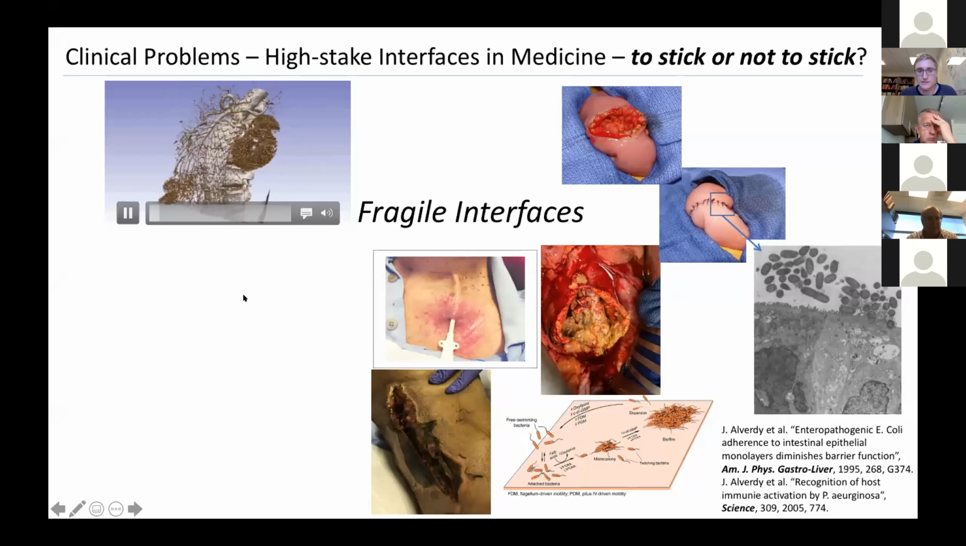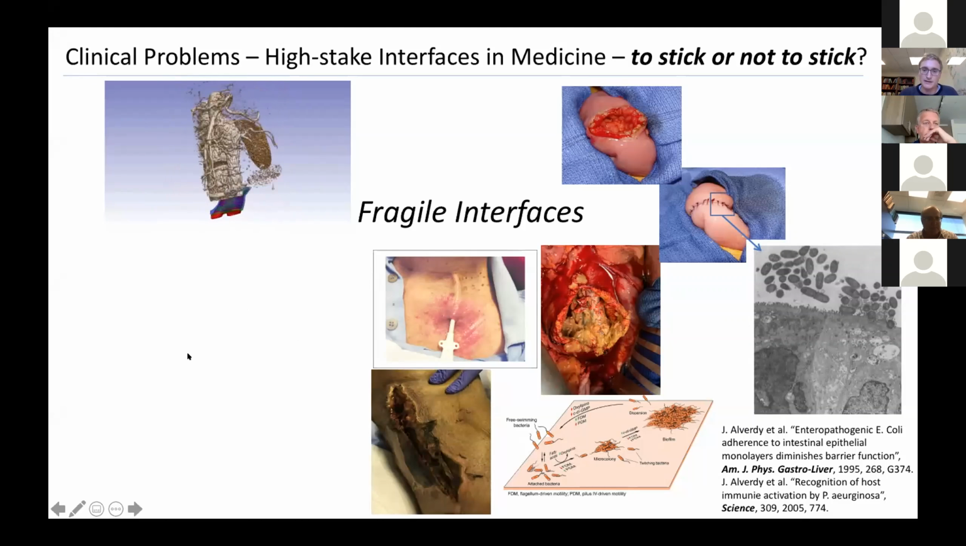But at other times, like in the case of the bacteria, we don't want things to stick. So it's a challenging problem, and I think one where being able to use physiochemical principles to better understand adhesion at these complex biologic interfaces can help us design newer technologies for the future.